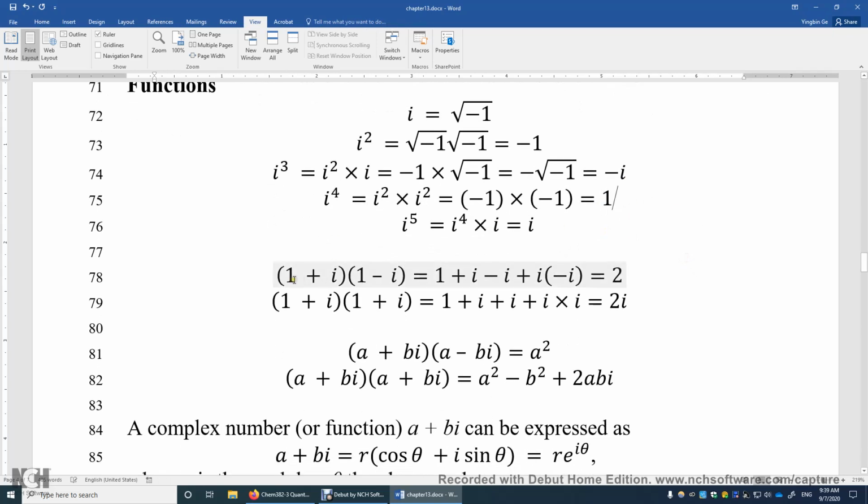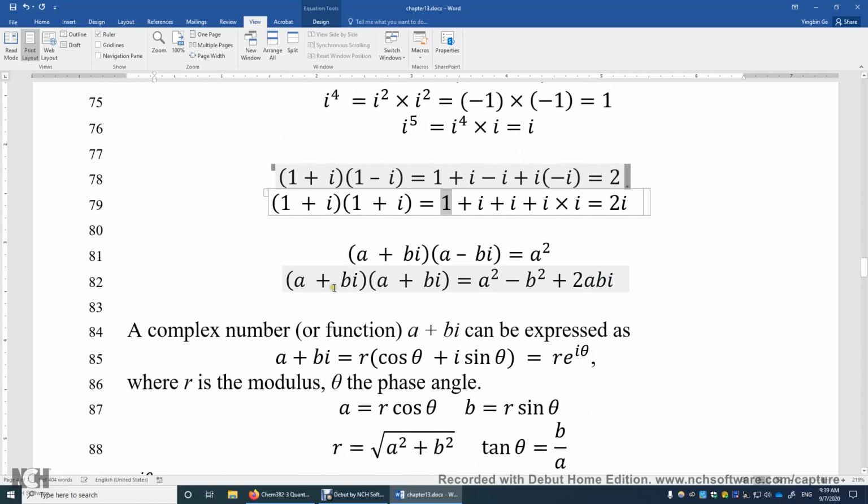You can also calculate some simple product of two complex numbers, 1 plus i times 1 minus i. We get 4 terms here. The result is 2. 1 plus i times 1 plus i. Again, we get 4 terms. We simplify those. We get 2i. This is because i times i is -1. -1 and 1 cancel.